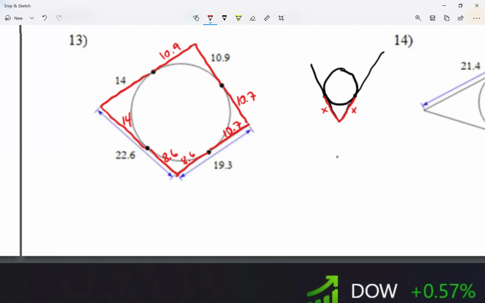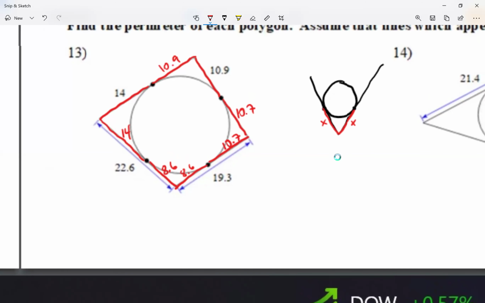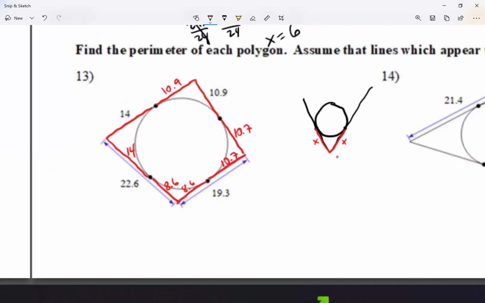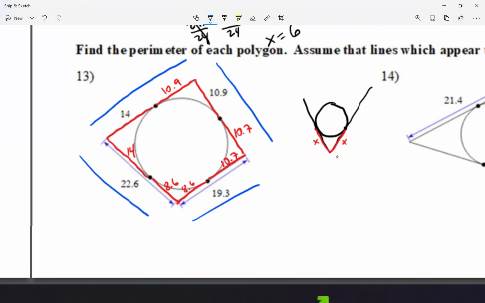Good. So in red, you guys see I found every little piece, every little measurement. But here, the instructions are find the perimeter of each polygon. Assume the lines which appear to be tangent are tangent. So let me use blue. I see my polygon has 4 sides. I'm going to mark it out here. For me to find out how big this side up here is, I'm going to go 14 plus 10.9, the two measurements. So this whole side is 24.9.